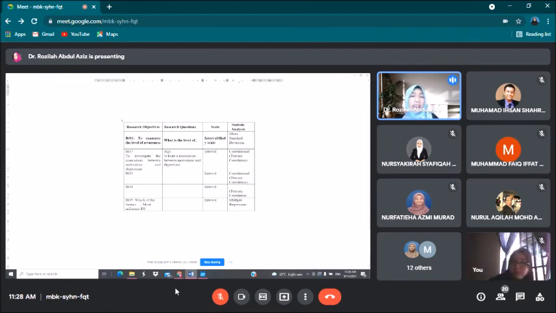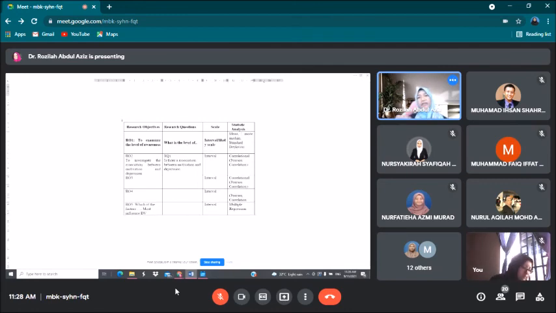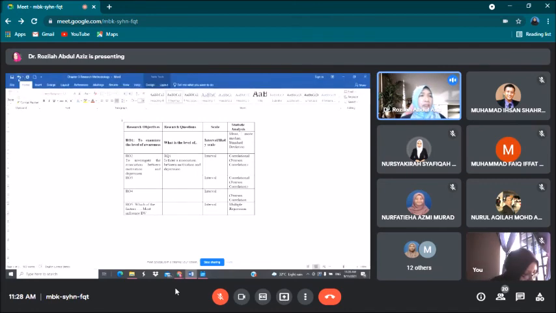Yang last kali ni kalau you ada which of the most factor, most influence, kalau most influence ni kita akan pakai multiple regression. Yang ni semua correlation biasa, Pearson correlation. Kalau you nak tengok the level sahaja, kita pakai mean, standard deviation. Mean, mode and median, standard deviation. Macam itulah. Okay, soalan?